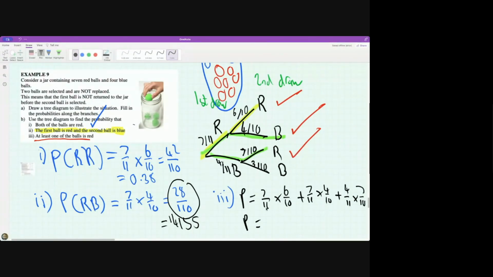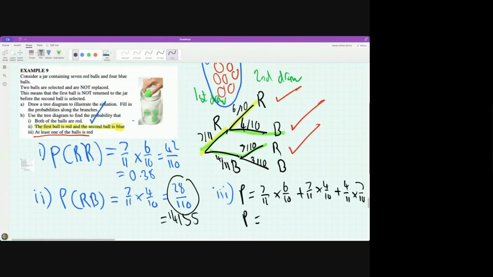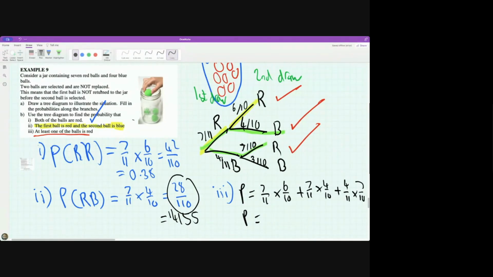Okay, let's get our final answer for this one, and then I think we can call it for the day. You should be getting, if it's simplified, a 49 out of 55 chance. So there's a very high chance you will have some red in your life.